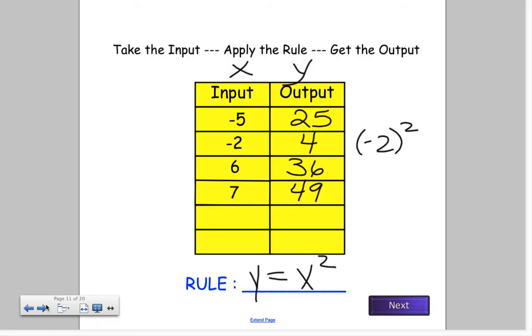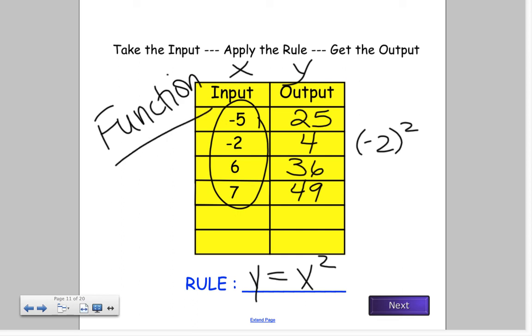Let's try this one. Do our x's repeat this time? No, so is it a function or not? Remember, x's cannot repeat. It is a function, hopefully. It's starting to click.